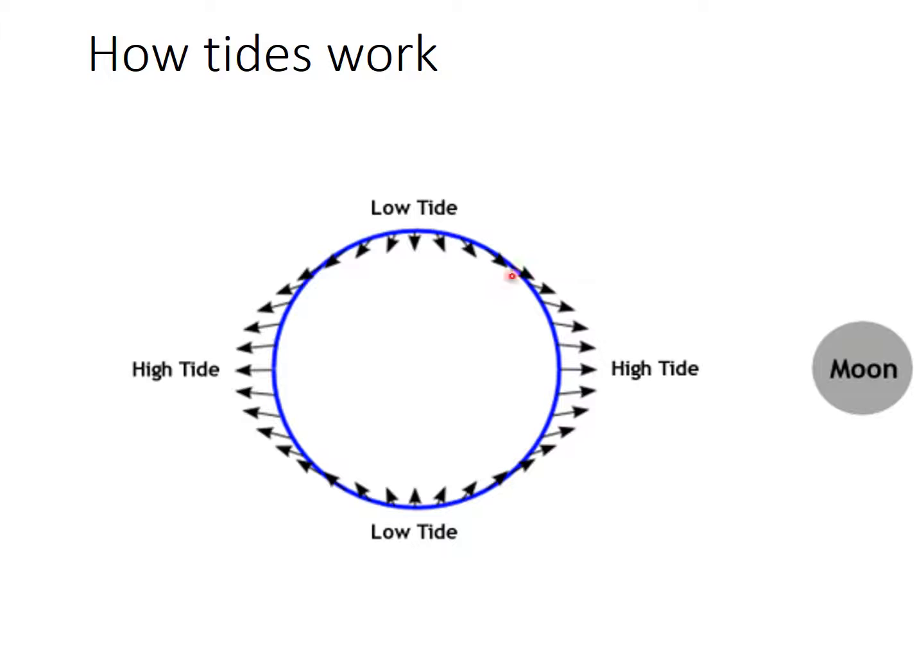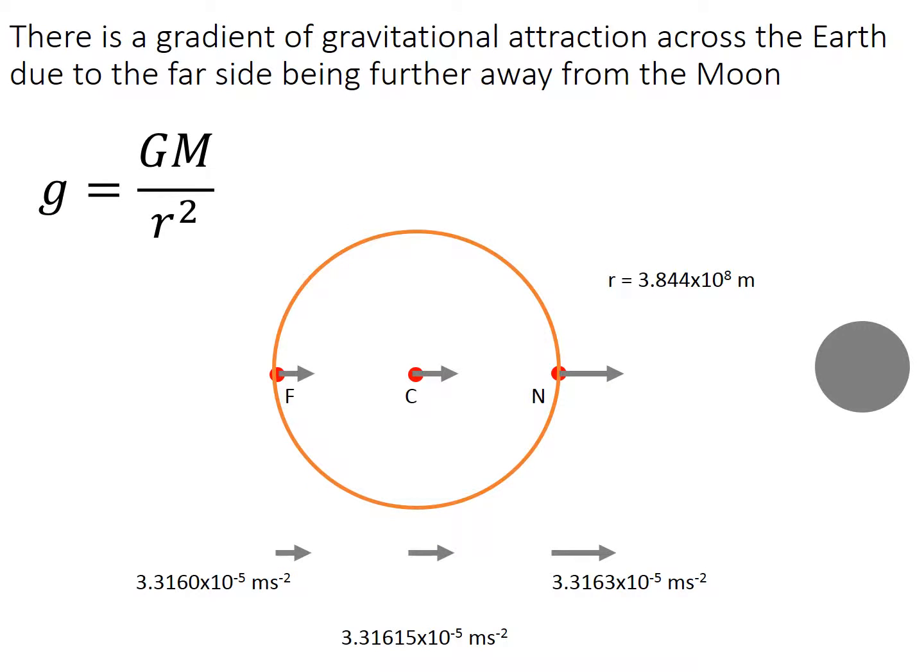Okay, so if we simplify our Earth to a circle, and we just consider three points on the Earth. We consider a point at the centre of the Earth, C, and two points on the surface of the Earth, one far away and one near to a large satellite that we'll call the Moon.